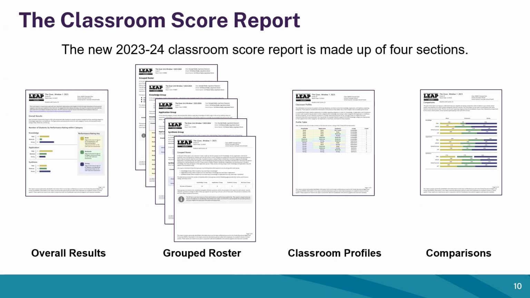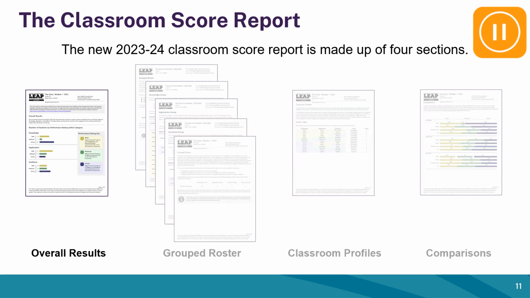There are 4 sections within the report. Each one has a specific purpose. We will start with the overall results. You might want to pause the video and make sure that you have your own copy or a sample copy of a classroom score report to refer to. Feel free to pause the video at any time to look at your copy. And know that there are several opportunities throughout this video where we will offer you a chance to pause and respond to a question.